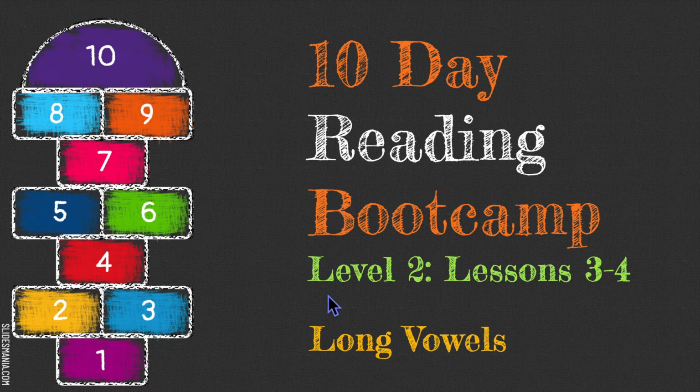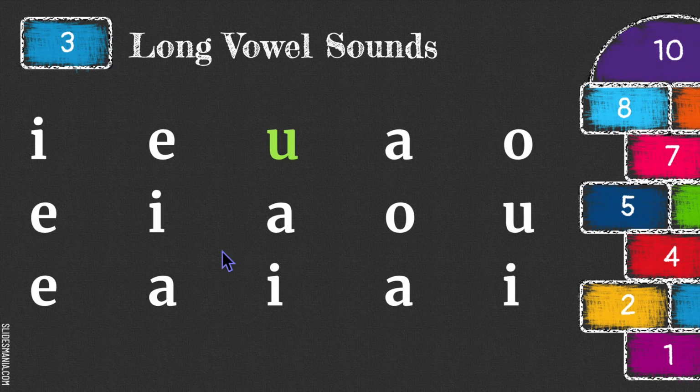This is level 2, lessons 3 and 4, and we're going to learn about long vowels. So let's review our long vowel sounds. The long vowel sounds are the same as the name of the vowels, except for the letter U, which has two long vowel sounds. So you can either pause the video between each sound, after each line, or after each screen. So in other words, pause the video, do one sound, one line, or the whole screen, and then start playing the video to see if you got the answer correct.